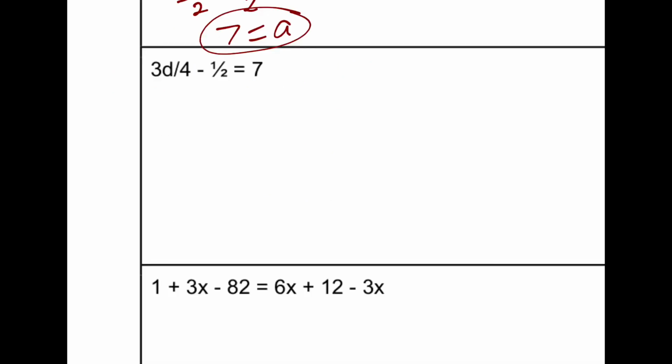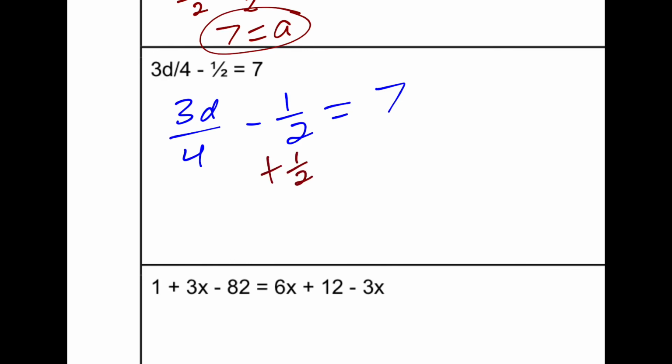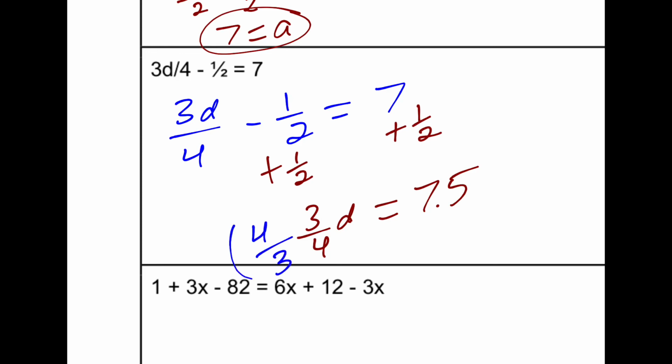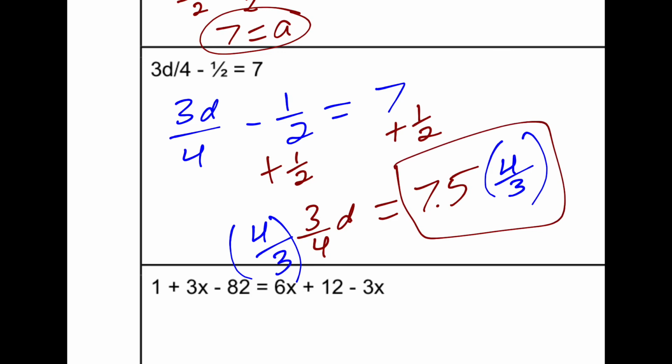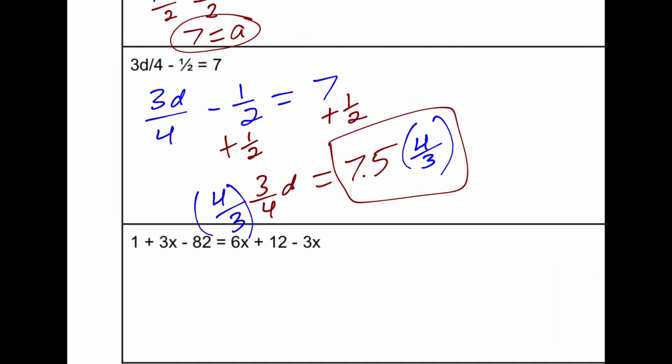I like to think of these as vertical fractions like 3d over 4 minus 1 over 2. It just helps me. And if I want to undo things, I undo the subtraction first. So I would add 1/2 to both sides. At this point, I have 3/4 d is equal to 7.5. And if I want to undo multiplying by 3/4, I can multiply by the reciprocal, 4/3. And this is something that I can do in my calculator, just like this, 7.5 times 4 over 3, using parentheses. And this will give me 10, which is the right answer.